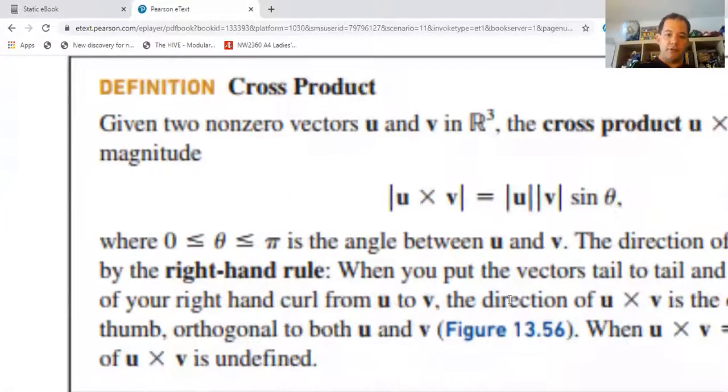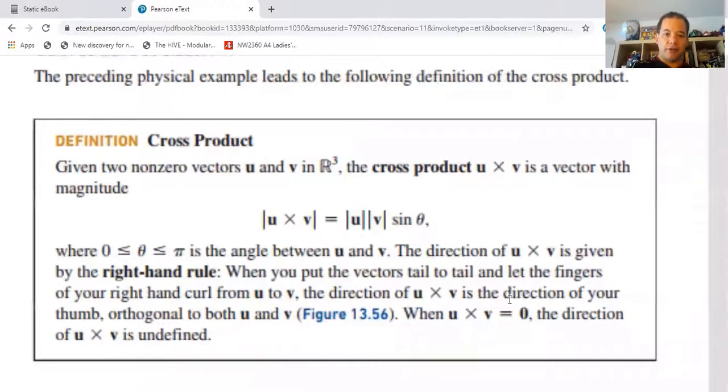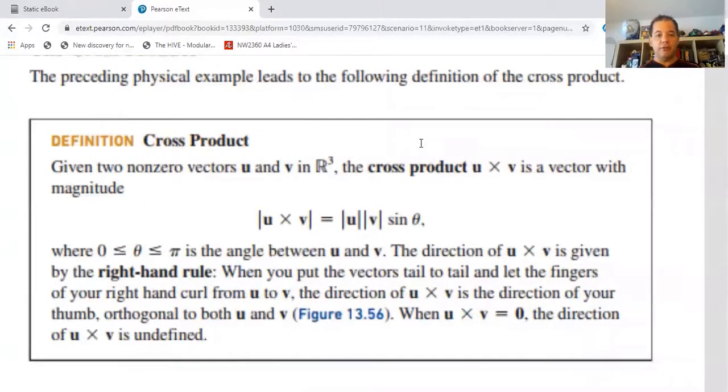Okay, let me show some better pictures from the book. So here's the definition of the cross product of u and v.